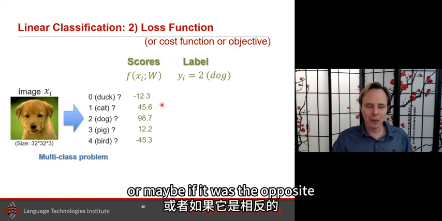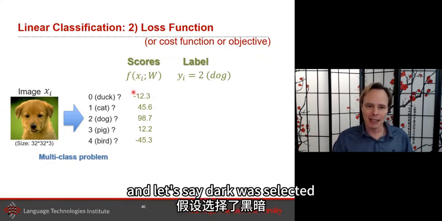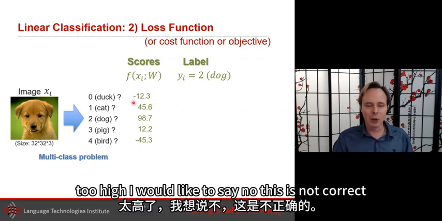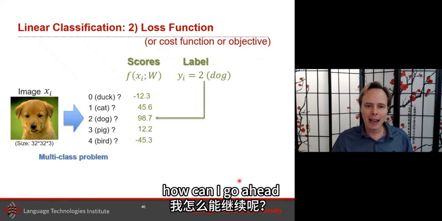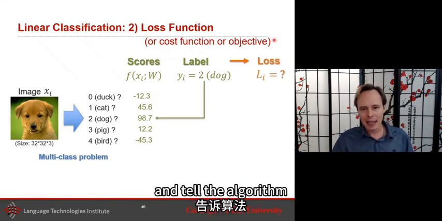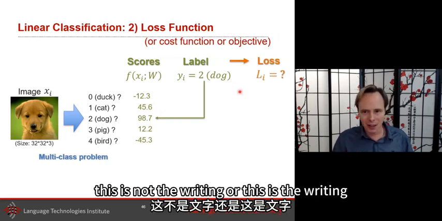Or maybe if it was the opposite and, let's say, dog was scored too high, I would like to say, no, this is not correct. How can I go ahead and tell the algorithm this is not the right thing, or this is the right thing?